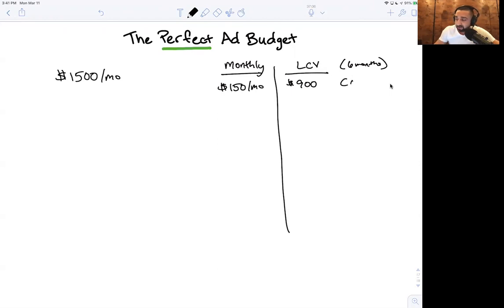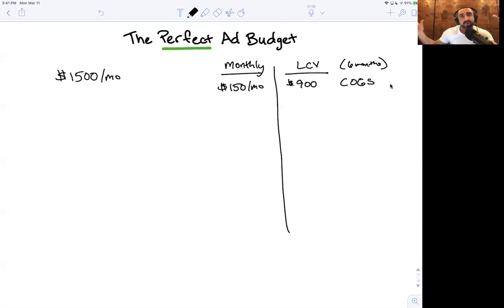COGS meaning costs of goods sold. So what do I mean by that? Let's take a step into this real quick, because then we'll come right back to the budget. If you are the type of studio owner or business where there's actual costs tied to every single member, meaning you pay your instructors by the amount of bodies they have in the room, then obviously $900 isn't your lifetime customer value, and $150 a month isn't exactly what you make every single month for that particular member.